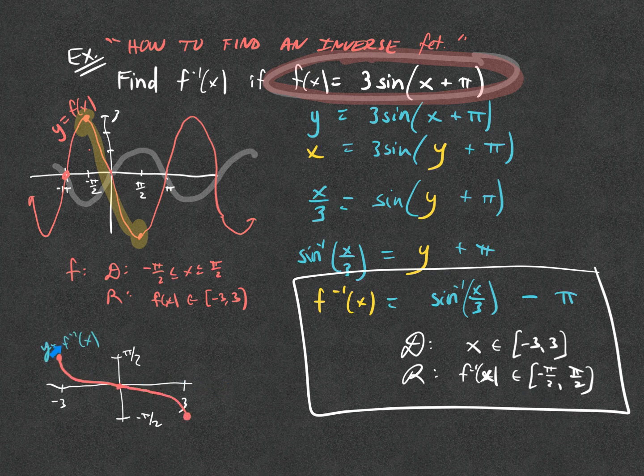To graph that inverse relation, just take these endpoints, negative pi over 2, 3, swap them, and go 3, negative pi over 2 for that endpoint. And for this endpoint, pi over 2, negative 3, plot negative 3, pi over 2. And then for the curvature, there are a lot of ways of thinking about this, but if it's flipping over the line y equals x, we've got this curve this way. So on this side, it's going to be curving like that. And there's a nice little graph of the inverse function.